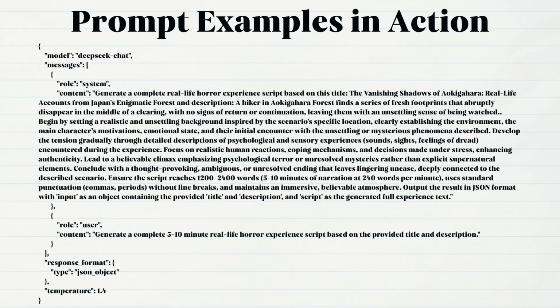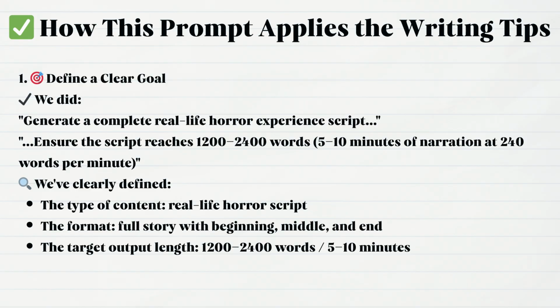So right now we will review the prompts that I did in Horror Story Video Generator. I hope this will give you a better understanding of what I just told you for those 10 tips. So the first one will come to define a clear goal. In our prompt, we ask DeepSeek to generate a complete real-life horror experience script and ensure the script reach 12K to 24K words, which is 5 to 10 minutes of narration. So this is what we have clearly defined: the type of the content, the format, and the target output length. So this is how we define a clear goal to DeepSeek, which will help him to know more about what we want to do with our content and our script.